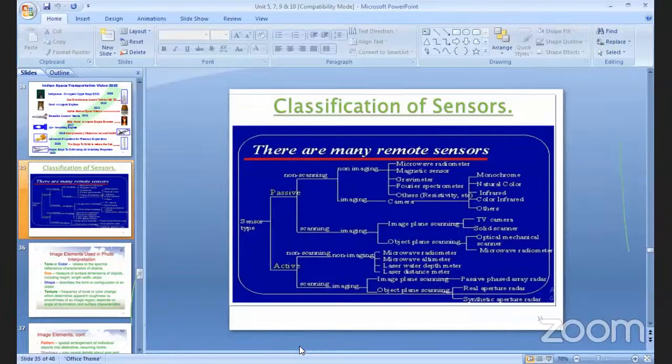And again, the second one: suppose the energy is not naturally formed or naturally reflected. Whatever energy falls on an object, the object will absorb a little amount and the main amount is reflected. So here, if the energy is released artificially, that is called an active sensor.